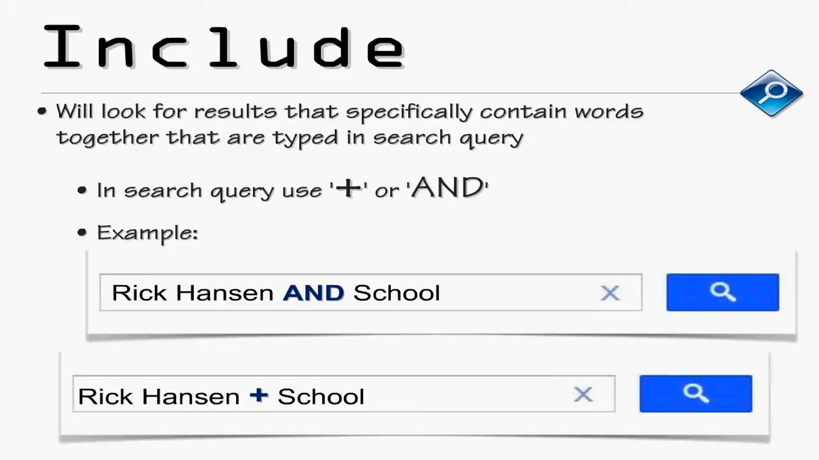So when we include something, we want to use the plus or the and word between words, and this will return web pages that include that word. So for instance, if we type in Rick Hansen and school or Rick Hansen plus school, we'll get web pages that return Rick Hansen and school in them, rather than just web pages that have Rick Hansen's name and then other pages that have school as part of their name. And you can only imagine how many results that's going to return. So let's take a look at this.